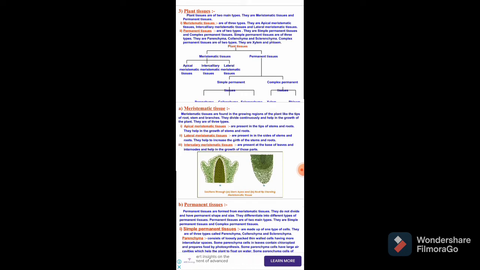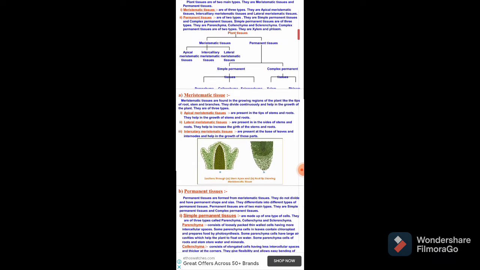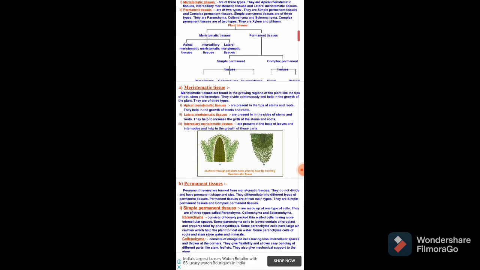Simple permanent tissue is of three types. They are parenchyma, chlorenchyma, and sclerenchyma. Complex permanent tissue is of two types. They are xylem and phloem. This is the structure of plant tissue.